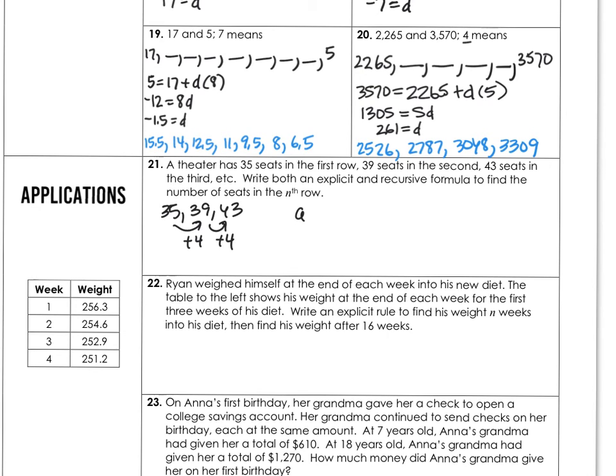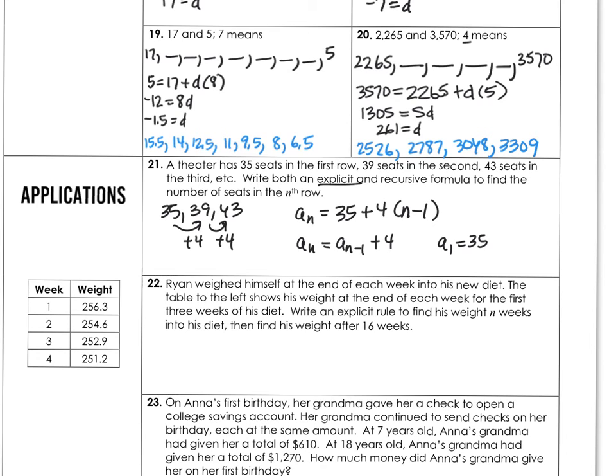So that means a sub n would be equal to the first term plus 4 times n minus 1, which is your explicit one. That's the first one that they get asked for. Second one, recursive, that would be the term in front of it, which is a sub n minus 1, and then you're adding 4, and you have to specify that the first term is 35. All right, that one wasn't so bad.